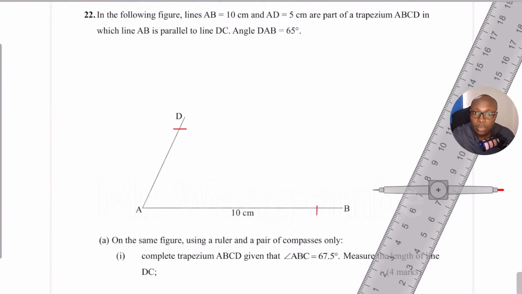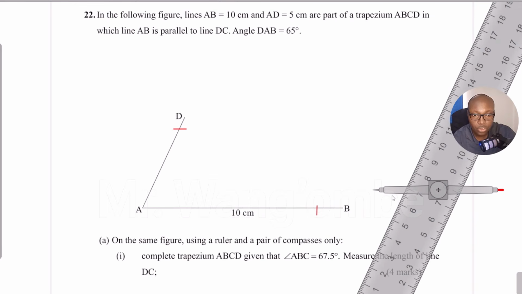Question 22. In the following figure, lines AB is equal to 10 centimeters and AD is equal to 5 centimeters are part of a trapezium ABCD, in which line AB is parallel to line DC. Angle DAB is equal to 65 degrees. Now I've indicated the correct measurements since this is a scanned paper, it is not the original paper, and because of the zooming of the page, my units are not as indicated. That is why I've adjusted here.